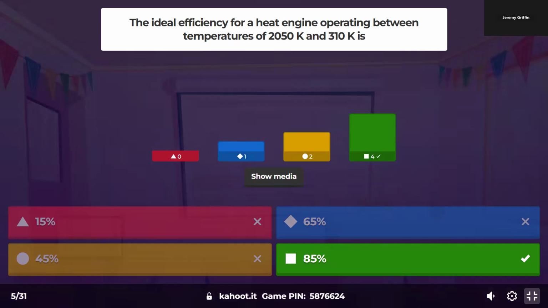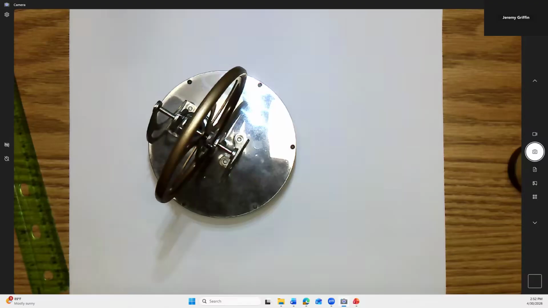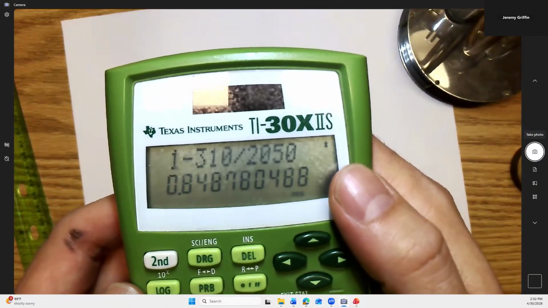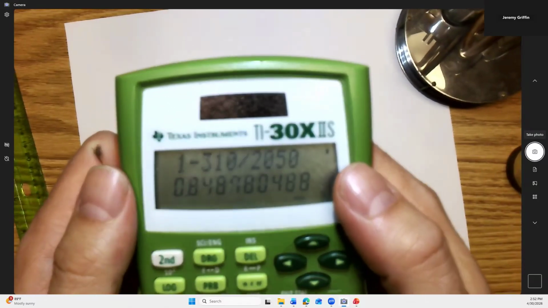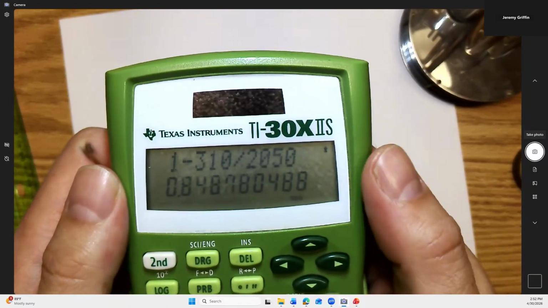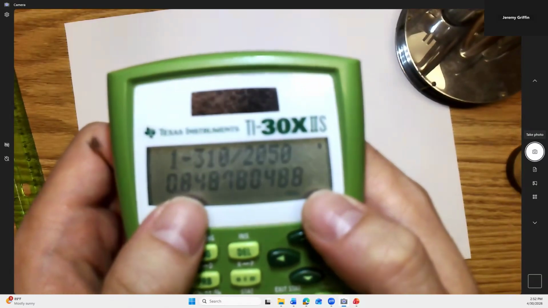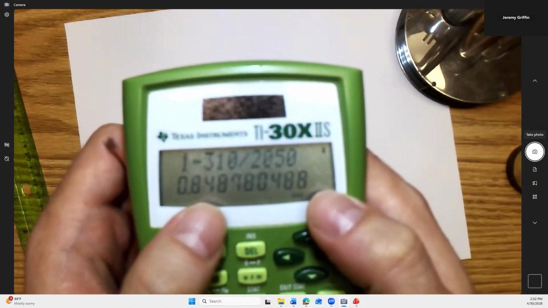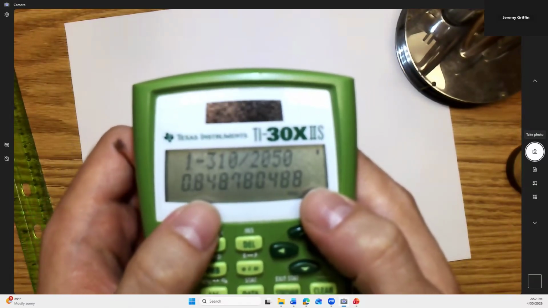All right, so you guys got that. Let me show you what I got. I typed in that formula. This is Carnot ideal efficiency. If they gave you temperatures in Celsius, you would have to convert to Kelvin first. I gave you Kelvin already, so you just plug it in. I got 0.848 something something. That rounds to 0.85. And as a percentage, that would represent 85%, wouldn't it?